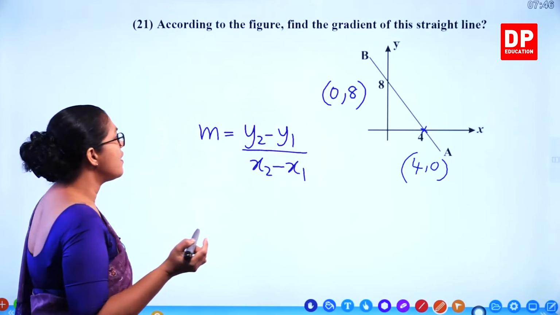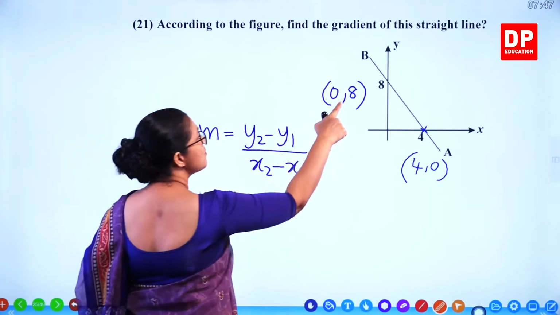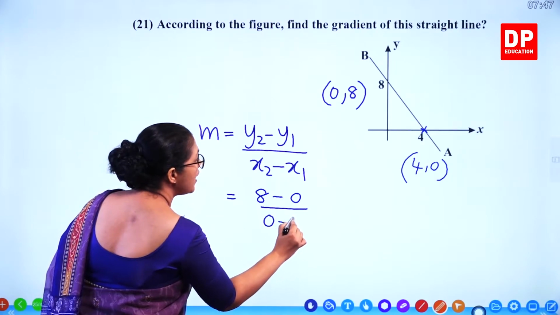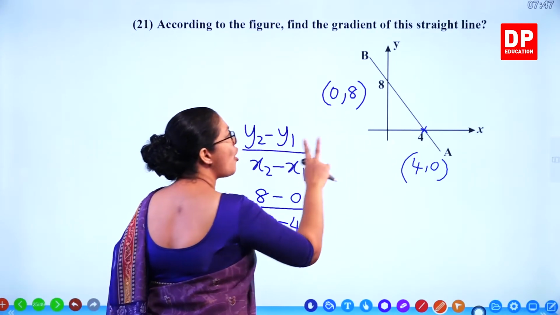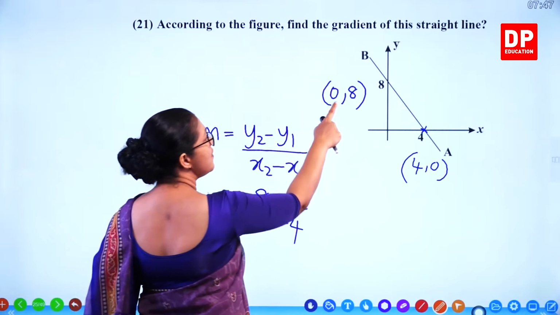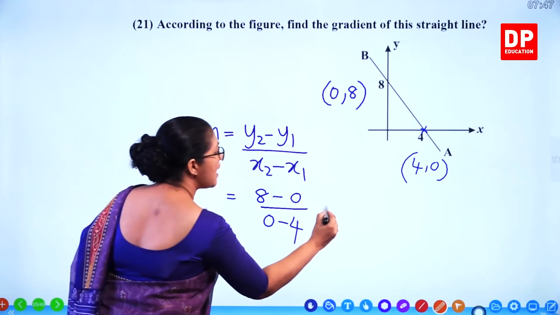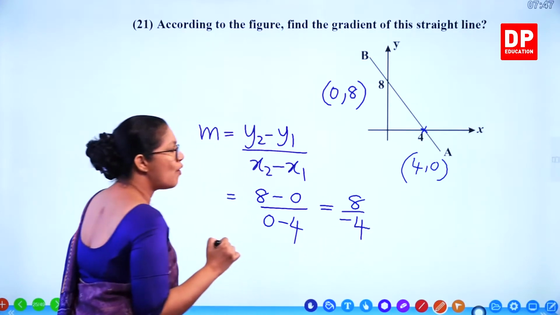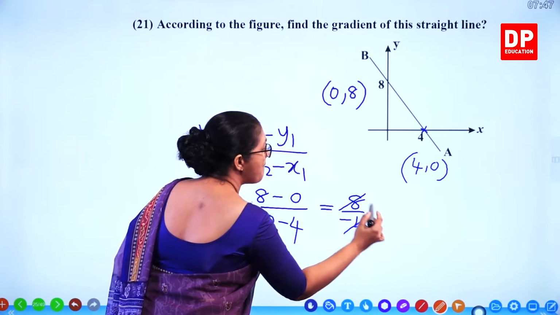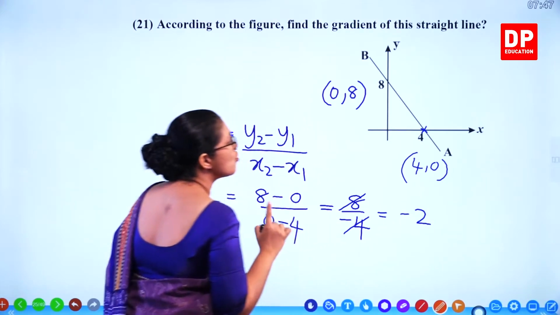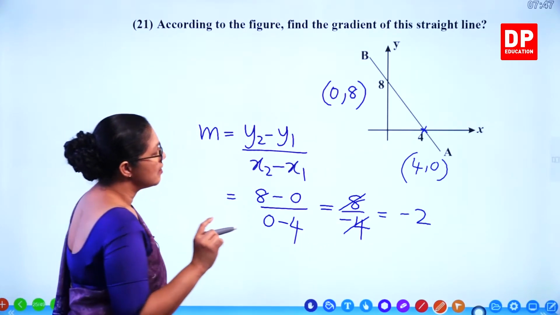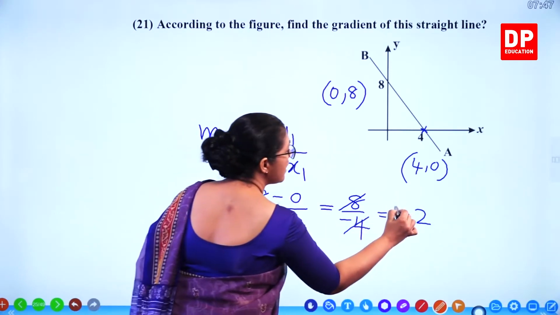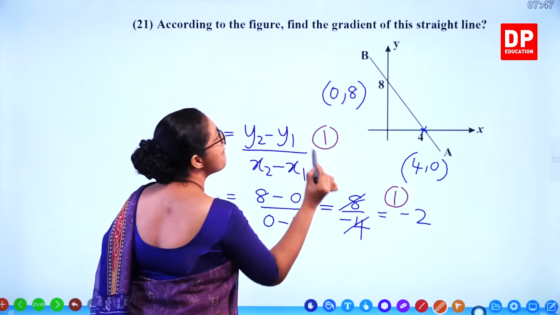So you take the difference. Now we can take this point and 8 minus 0 over 0 minus 4. You can take any point first, either this one or this one. So what's the answer? 8 minus 0 is 8 over minus 4. So you get minus 2. So that's the gradient. So you get 2 marks for that. 1 mark here and 1 mark for the method.